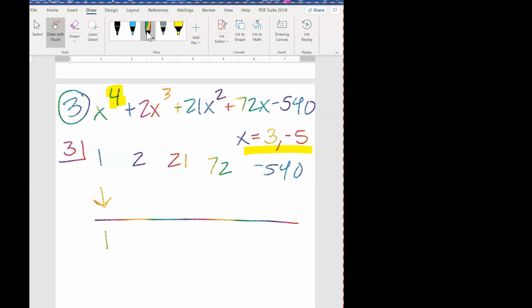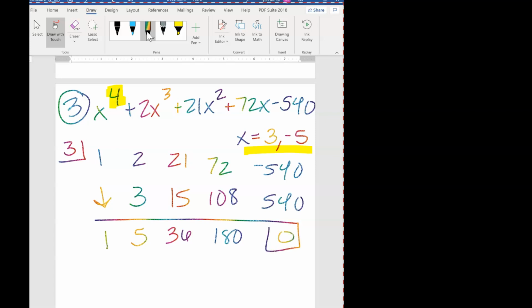Drop down your 1. 1 times 3 is 3. 3 plus 2 is 5. 3 times 5 is 15. 21 plus 15 is 36. 36 times 3 is 108. Add the 72. I get 180. 180 times 3 is 540. And the positive 540 and the negative 540 cancel out to a 0.